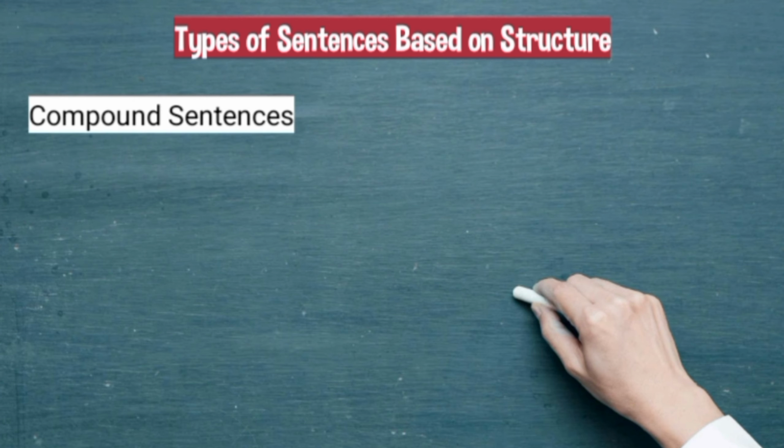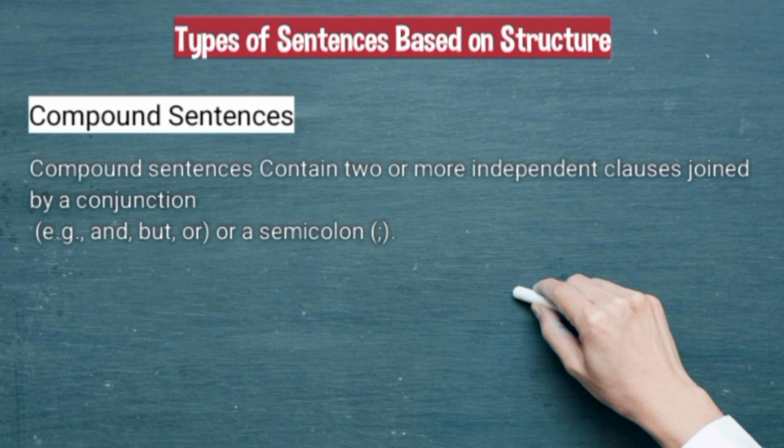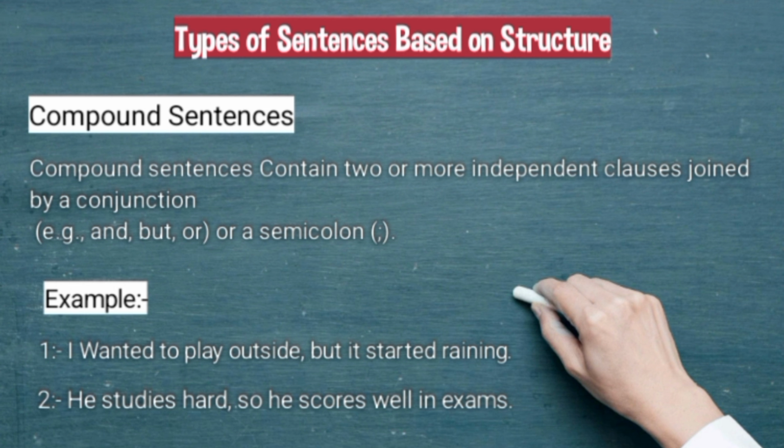Number 2 is compound sentences. Compound sentences contain two or more independent clauses joined by a conjunction, e.g., and, but, or a semicolon. For example, I wanted to play outside, but it started raining. He studies hard, so he scores well in exams. And compound sentences connect related ideas.